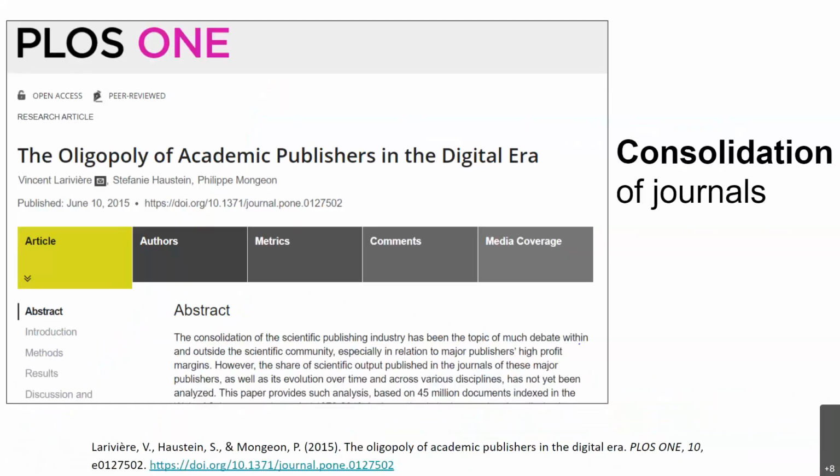Next page here is the oligopoly article that I mentioned. So this is the consolidation of journals. We've been seeing this happen for the last, I don't know, 40 years or so. And these researchers, these are Canadian researchers, went and studied it and confirmed that yes, there are 5 major commercial publishers that are now dominating more than half of the market of journals. So we call this the oligopoly, a very important paper published in 2015.